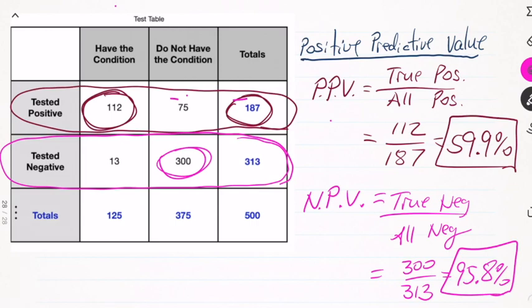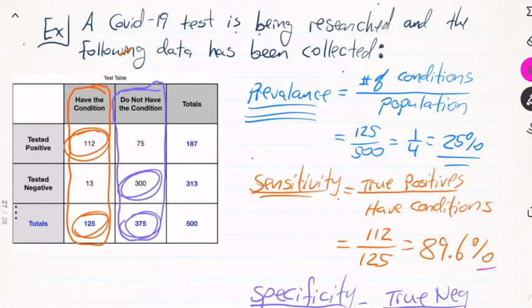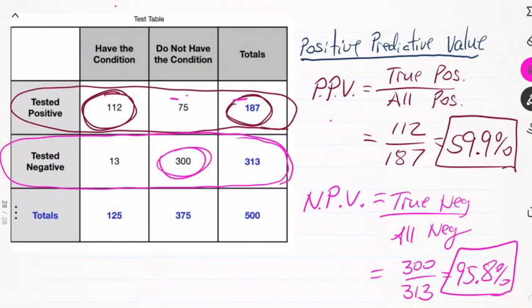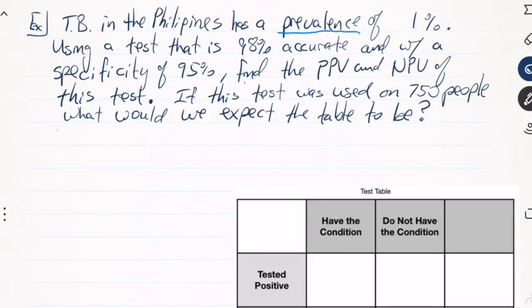So based off all these percentages, especially this one and this one here, the 59.9, I would say they need to go back to the drawing board and create a better test. So prevalence is one of the concepts that make a test. Prevalence is one of the things that will make a test either better or worse.